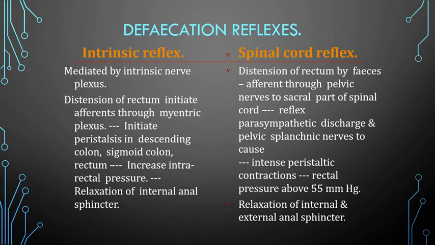And in the spinal cord reflex, when the rectum is distended, the efferents will pass through pelvic nerves to the sacral part of spinal cord, and there will be reflex parasympathetic discharge in pelvic splanchnic nerves to cause intense peristaltic contractions. The rectal pressure again increases to above 55 mmHg, causing the relaxation of internal and external anal sphincter, and finally the act of defecation. So these are the two kinds of reflexes associated with the defecation.